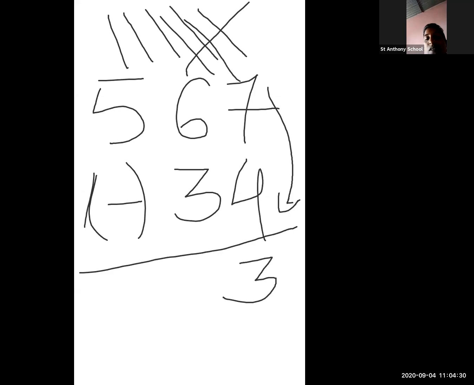Now next, 6 minus 3. Again, you want to draw 6 objects. You want to cut 3 objects, and after that the remaining objects you want to write over here. So 6 minus 3, your answer is 3.